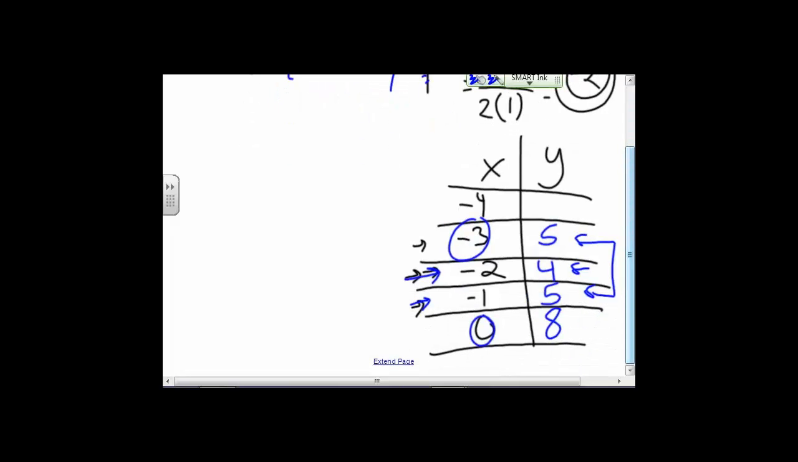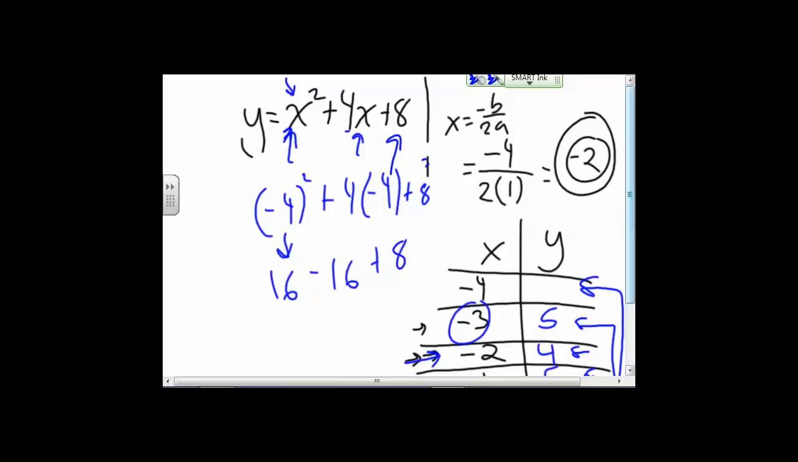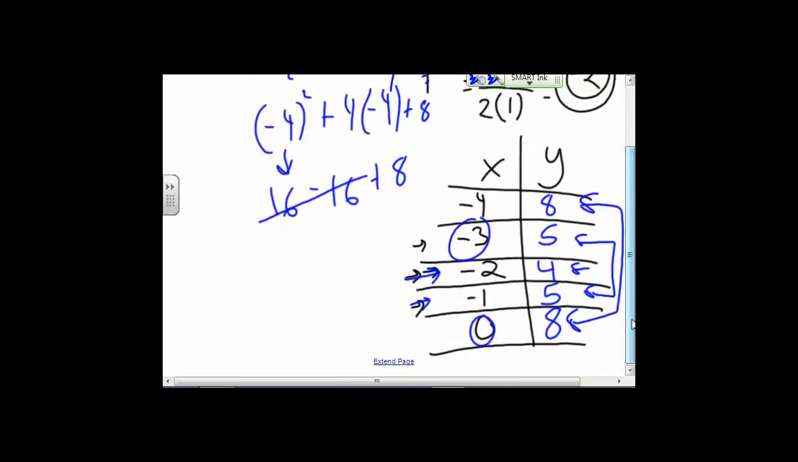And just to make sure that I'm doing this correctly, these two should match. So let me plug in negative 4. If I have negative 4 squared plus 4 times negative 4 plus 8, this gives me a positive, this gives me a negative, plus 8. These two cancel out, and you do get 8, and that worked out beautifully. Now let's go to the graphing portion.